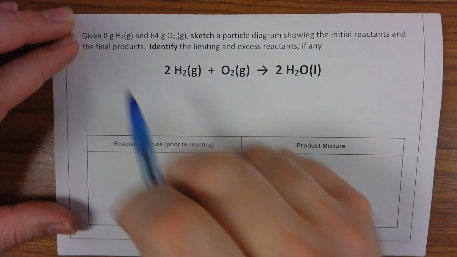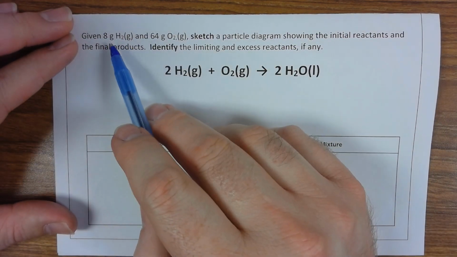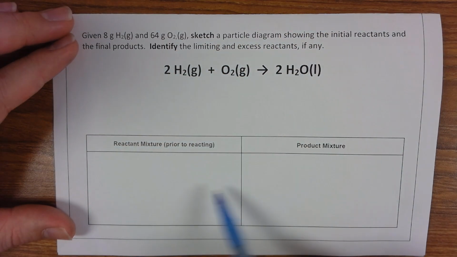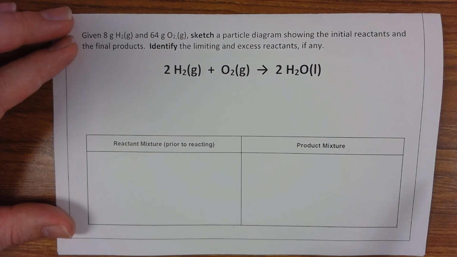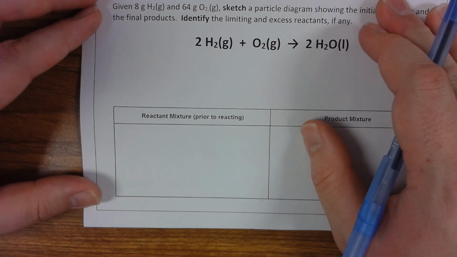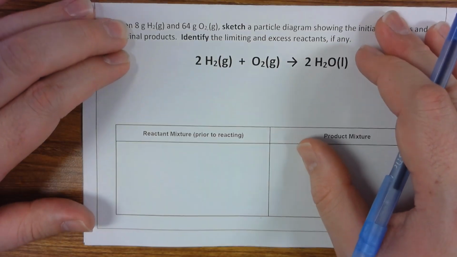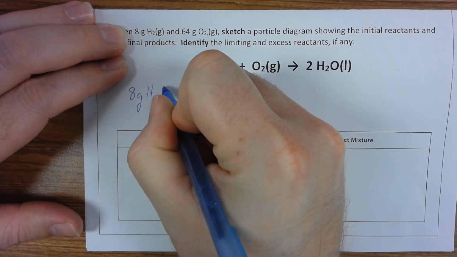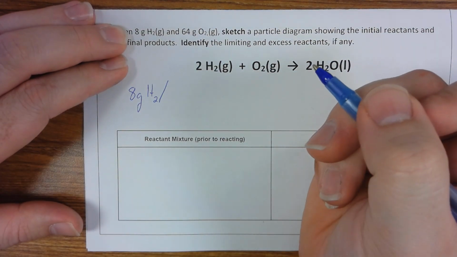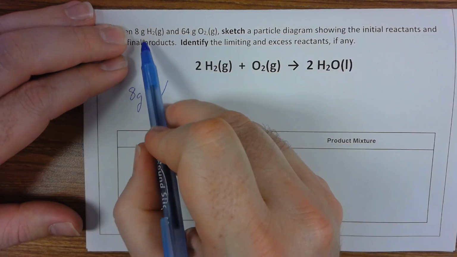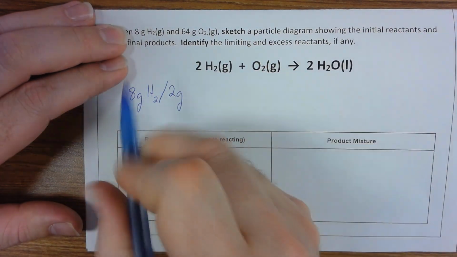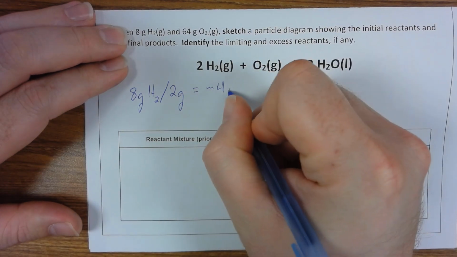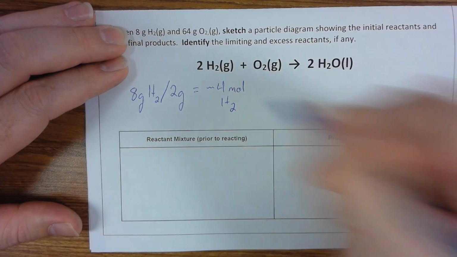In this scenario, you've been given a mass of both reactants, so mass of hydrogen, mass of oxygen, and you're being asked to sketch a diagram down here and identify who is limiting and who is excess. The first thing you're going to want to do is turn these grams into moles. Now, in the case of hydrogen, 8 grams of hydrogen, you can divide that by the molar mass. So hydrogens are about 1, so H2 weighs about 2 grams. So mass divided by molar mass gives you approximately 4 moles of H2.